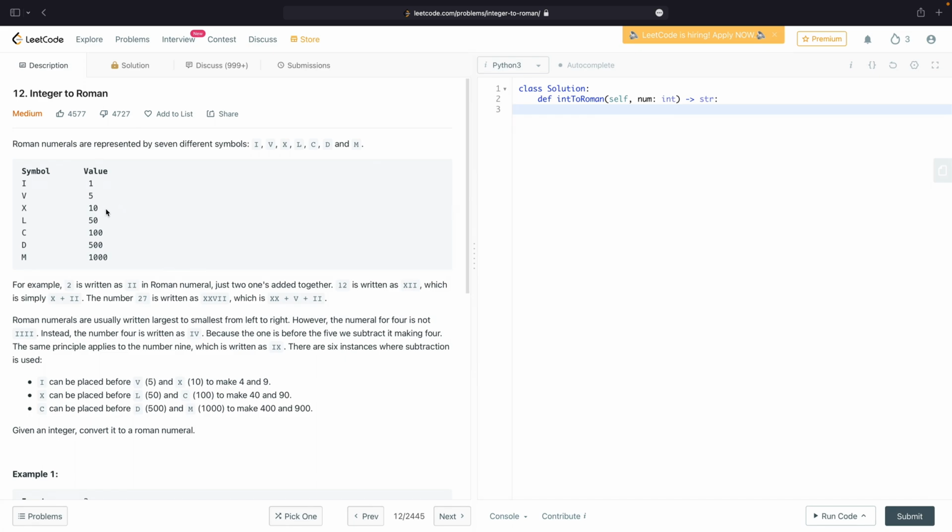So it works mod 10. These things are the mod 10. These things are the mod 100. These things are the mod 1000. So I think what we want to do is do a convert with symbols. Self, num, unit, half, unit, half, whole, I guess.